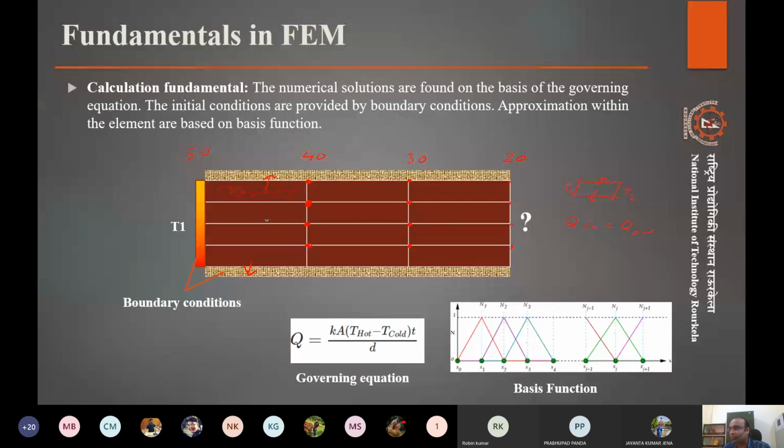So suppose in this element, here is 40 degrees and here is 30 degrees, right? And we have to find what the temperature is here. So it can be a linear increase, right? If we want to see linearly how much it will be in terms of linear distance, it can be like 35 degrees, right?